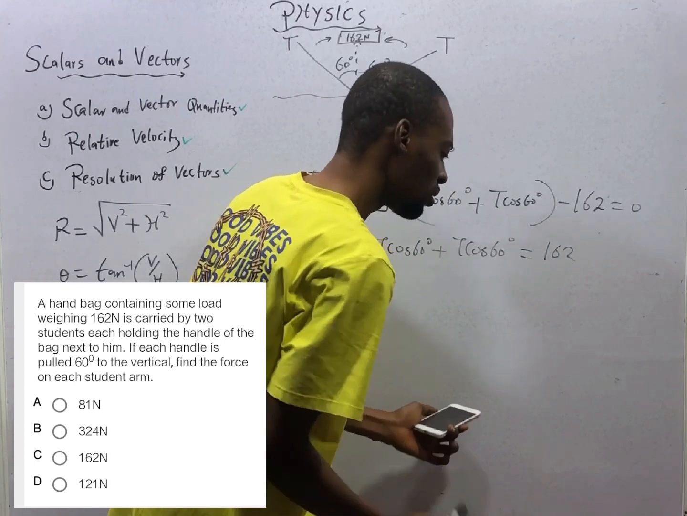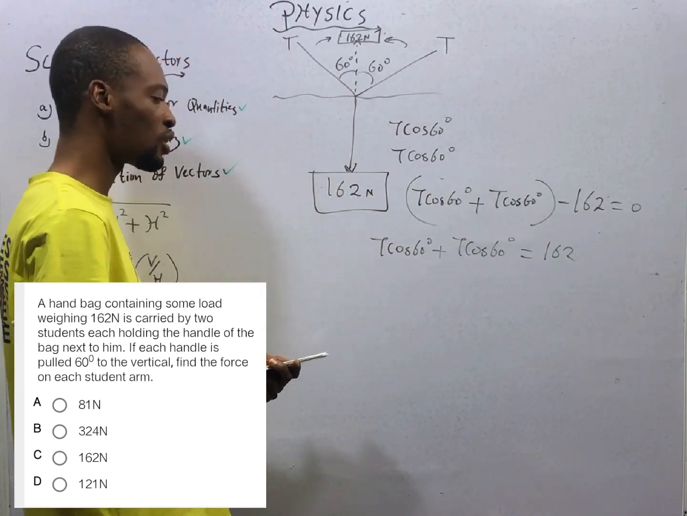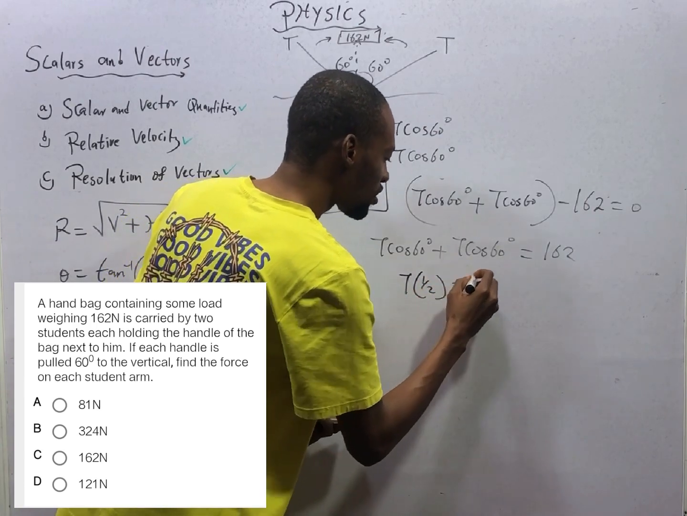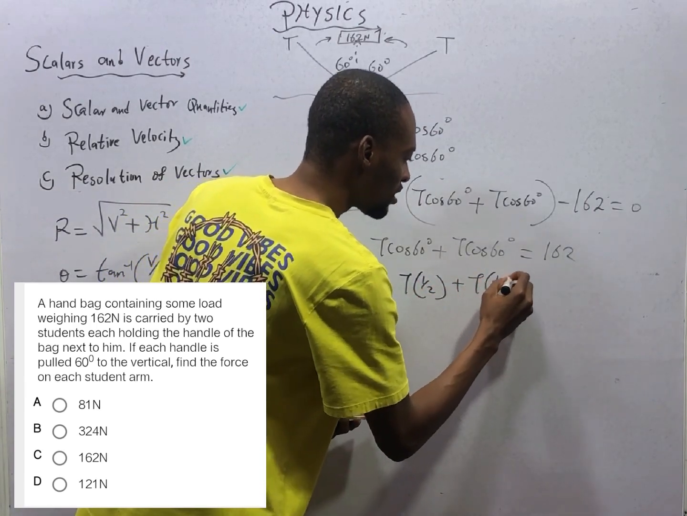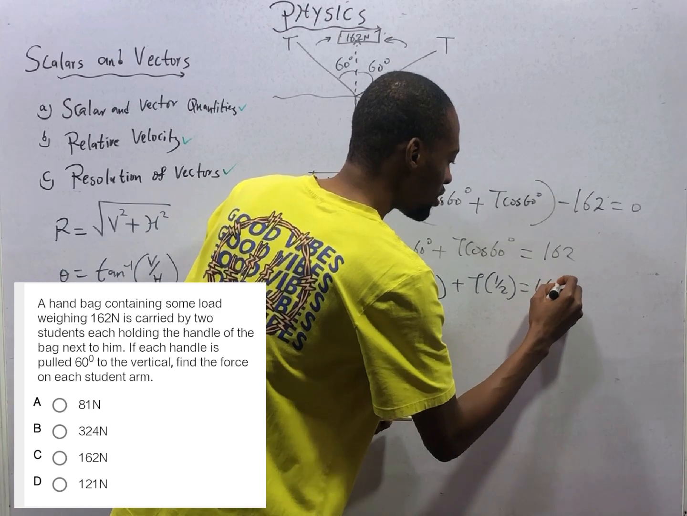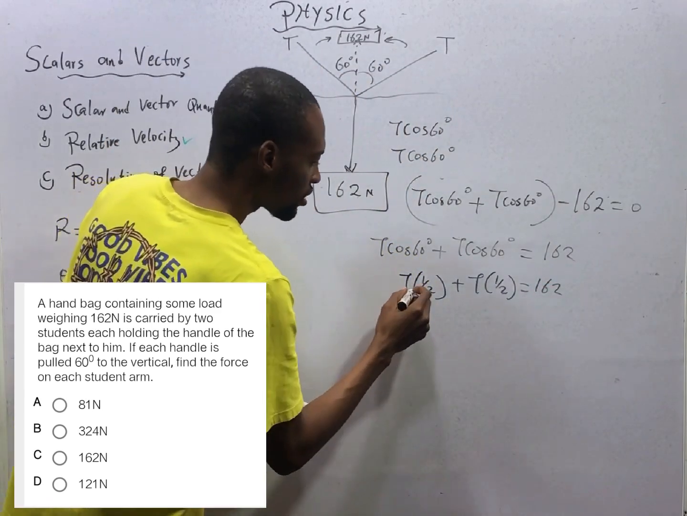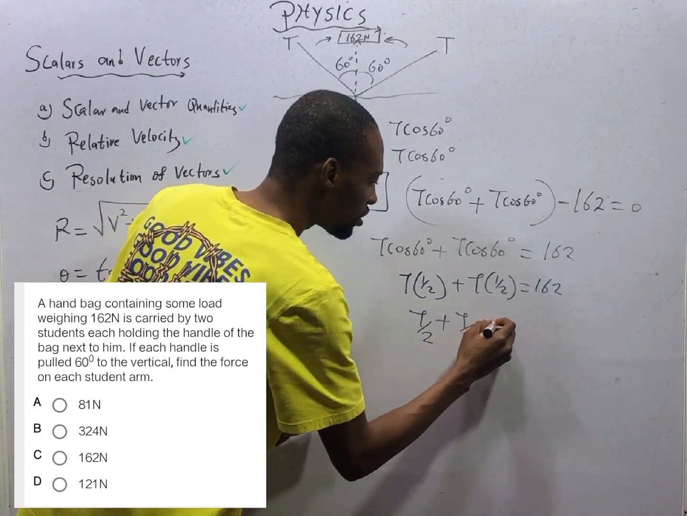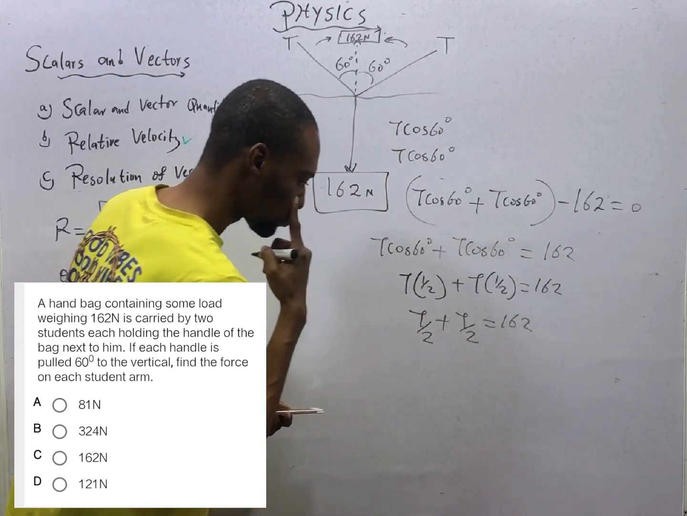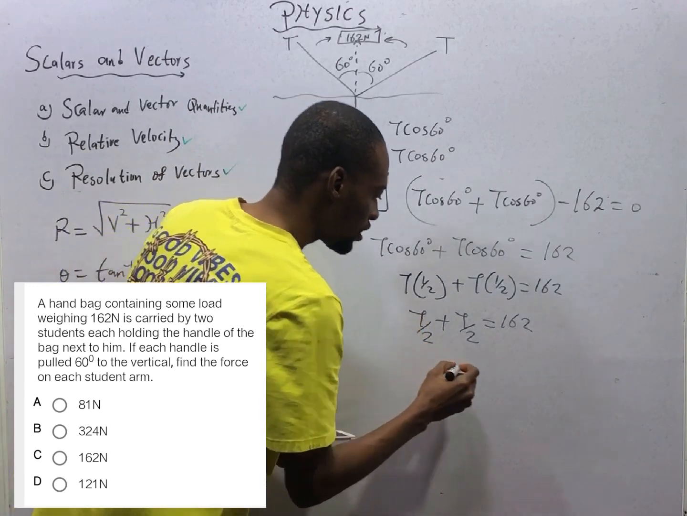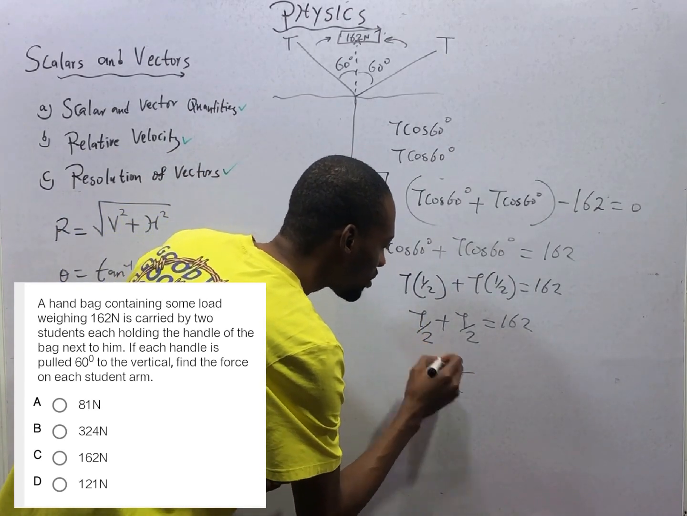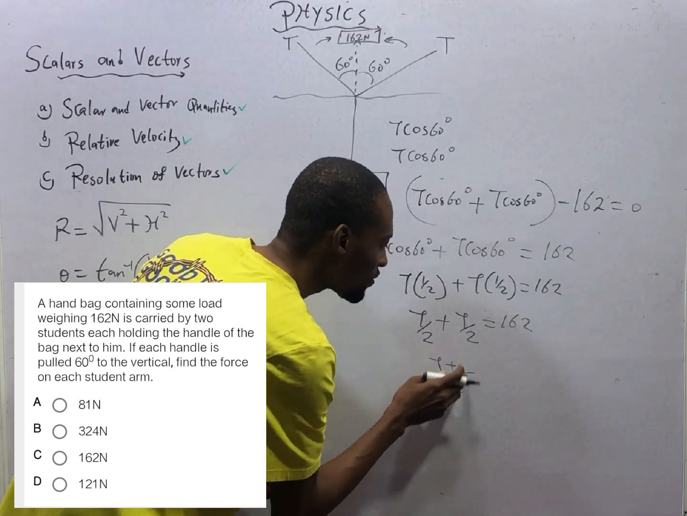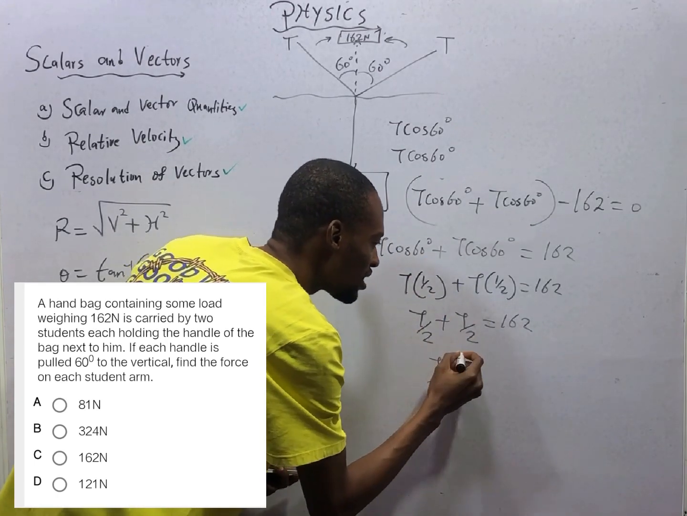All that being said and done, cos 60 degrees is 1 over 2. So T times 1 over 2 plus T times 1 over 2 equals 162. T times 1 over 2 is T over 2, plus T over 2, equals 162. The LCM is 2. Then 2 divided by 2 is 1, 1 times T is T, plus 2 divided by 2 is 1, 1 times T is T.